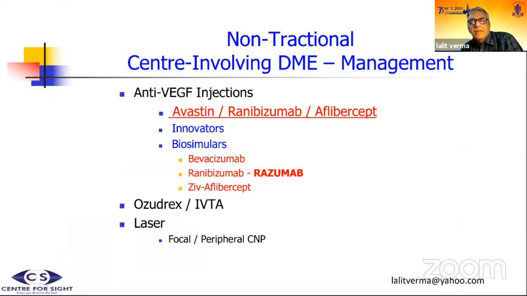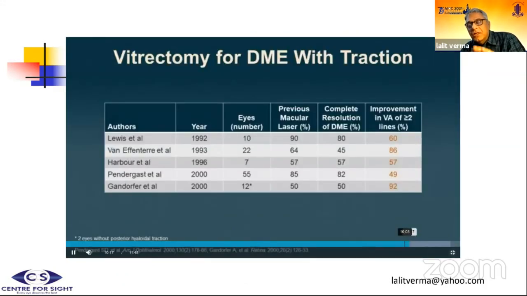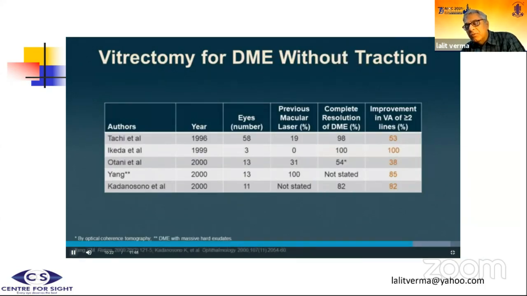So just to summarize, for non-tractional center-involving diabetic macular edema, we always go ahead with injections, or shifting of drugs to steroids or other drugs or Ozurdex, or sometimes laser also. But if the patient still is not responding or DME is stubborn, and you have taken care of hemoglobin, erythropoietin, and everything, you can consider vitrectomy. Because literature does tell that in traction, definitely results are much better, but even without traction, although anatomical improvement is more than the functional improvement, I think it's still worth trying because it may put an end to the injections.